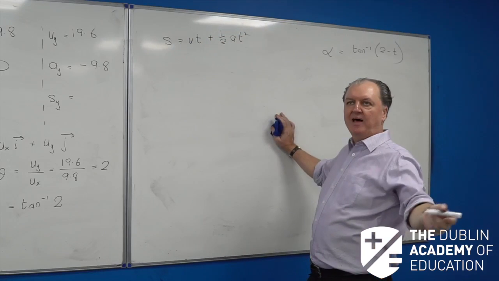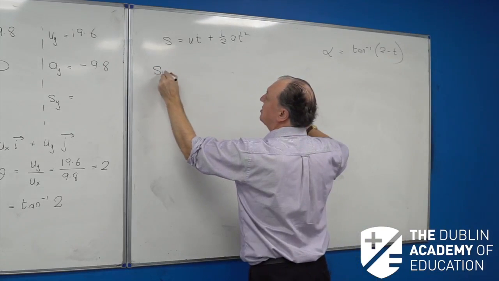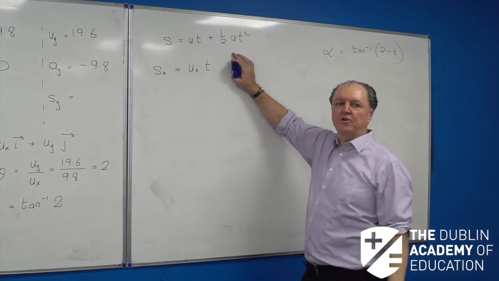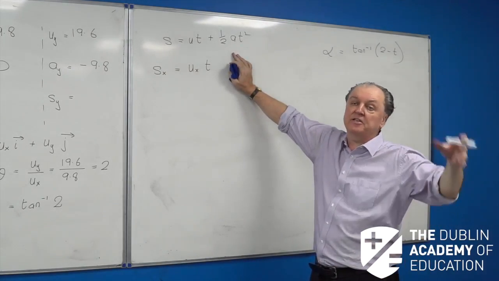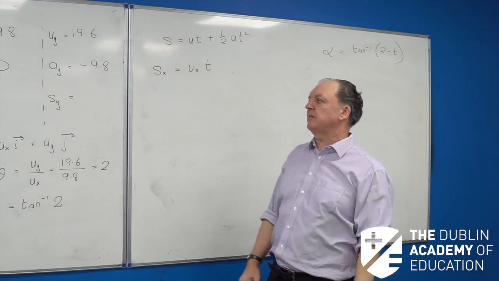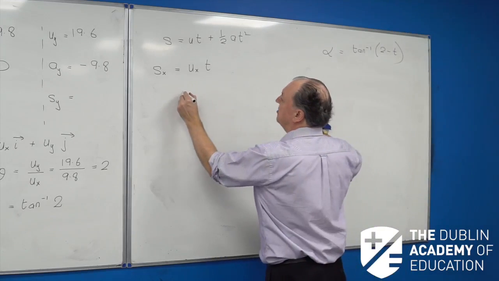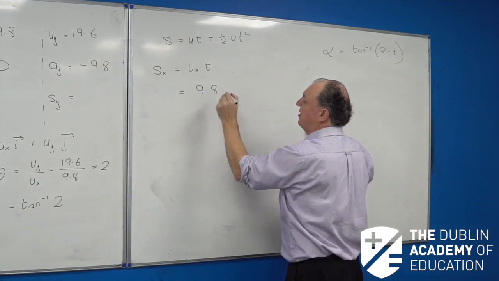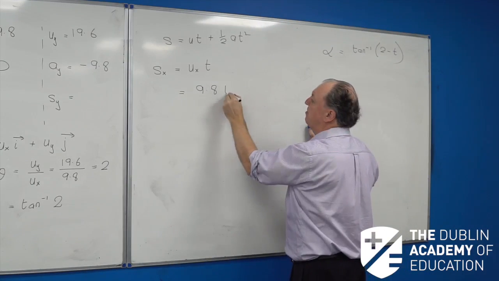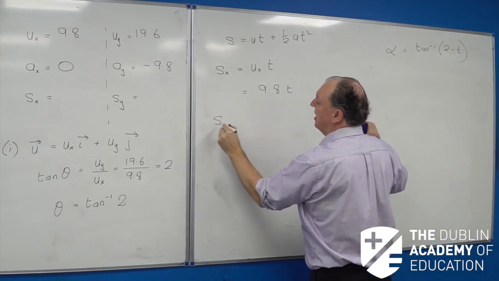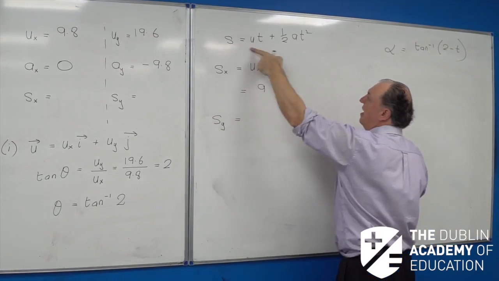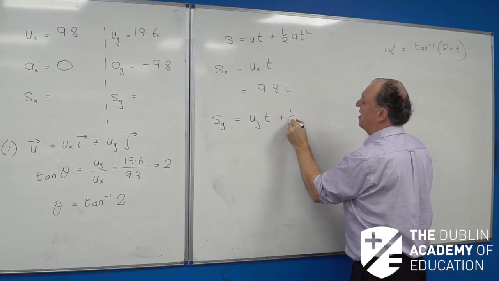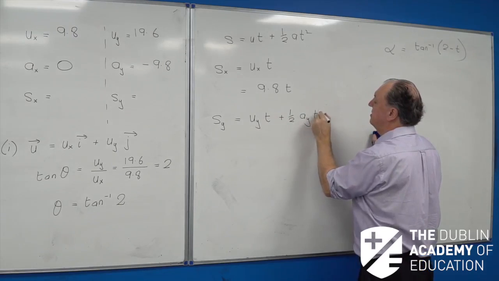I'm going to first of all apply that in the x direction. So sx is equal to ux t. And of course you know that the second term, half ax t squared, we don't need it because ax is equal to 0. So sx is equal to ux, which is 9.8, and the time is general, so it's times t. Do the same for sy. Apply that equation in the y direction. uy t plus a half ay t squared.